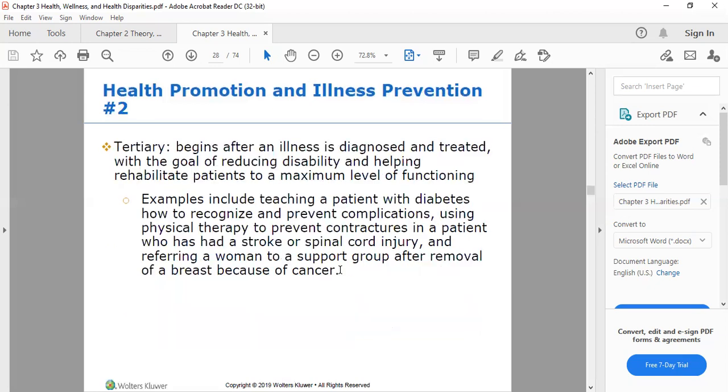And then tertiary starts after the person already has the illness. They've already been diagnosed and treated. And now we're working on preventing those disabilities and helping them achieve their maximum level of functioning. So for tertiary, with people with diabetes, we might teach them how to recognize and prevent complications. Somebody with physical therapy, we would teach them how to prevent contractures. And somebody with breast cancer, okay, we might refer them to a support group or for additional help once we remove the breast because of cancer.